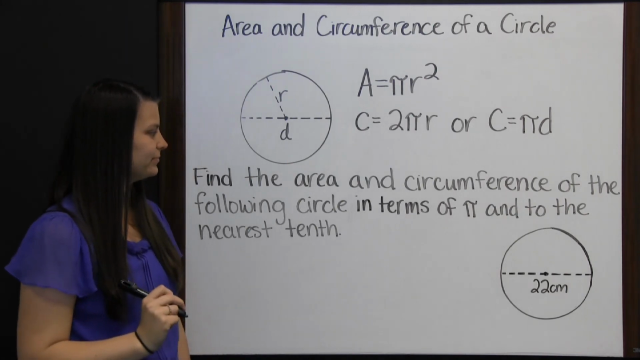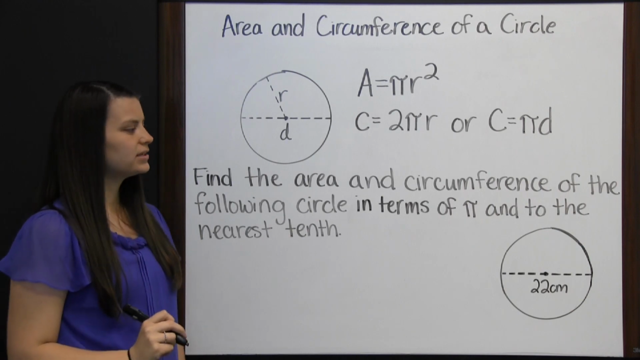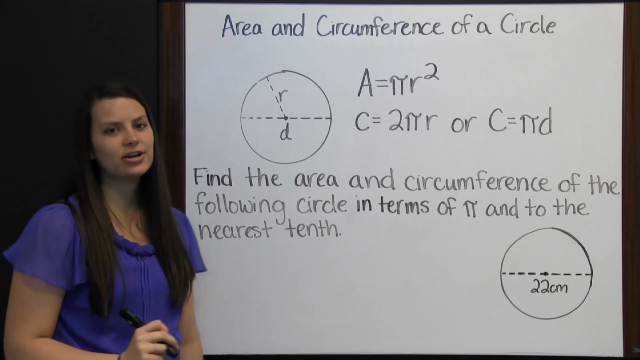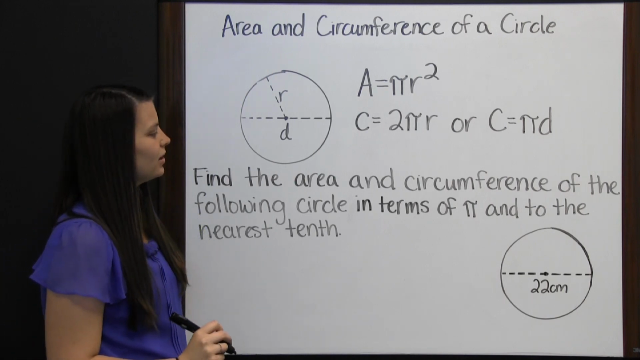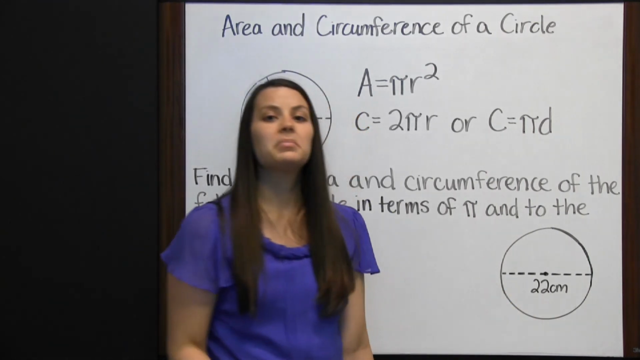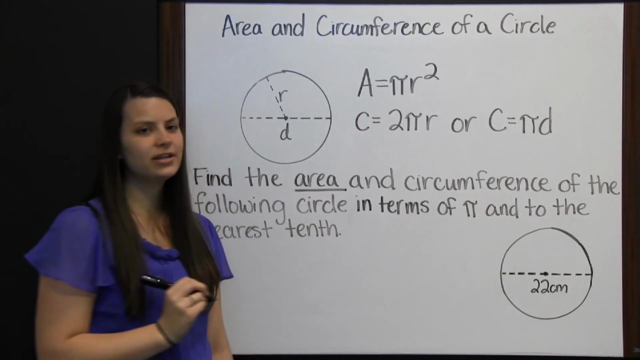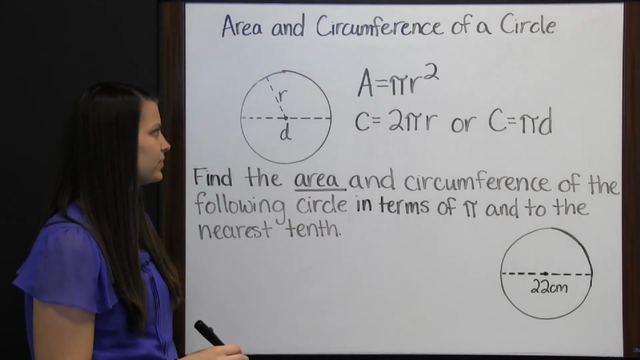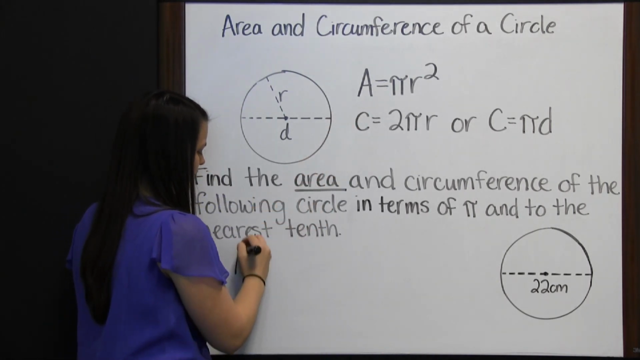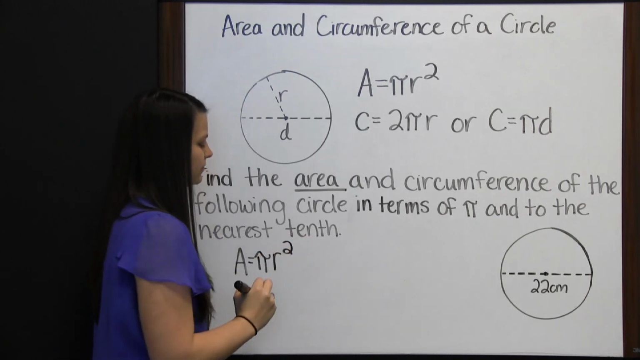Let's look at an example. Find the area and circumference of the following circle in terms of pi and to the nearest tenth. In our example, all they've given us is the diameter, but that's all we need to find our area and to find our circumference. We'll start with area. The first thing we're going to do is write our formula for area. Area is pi times radius squared.